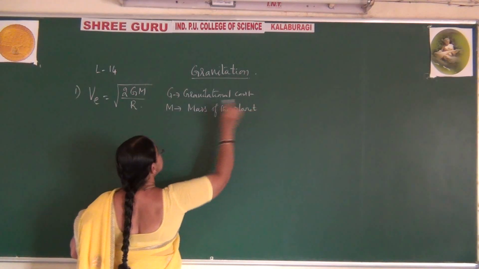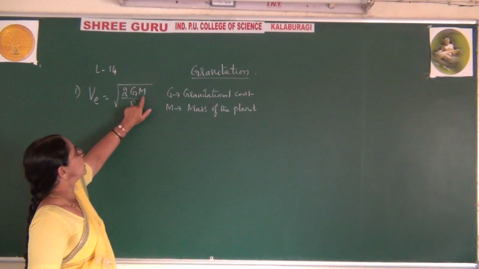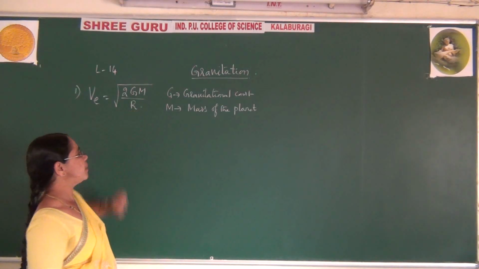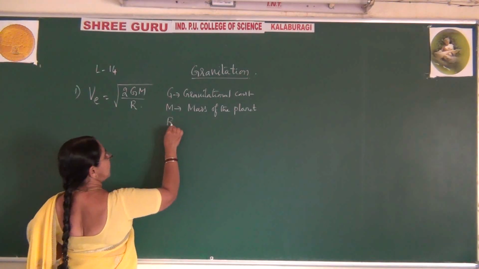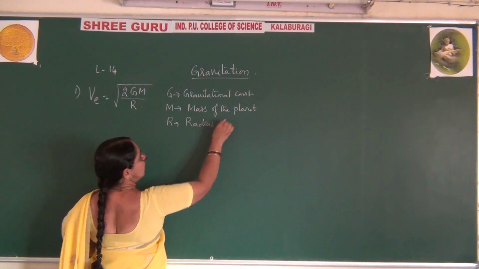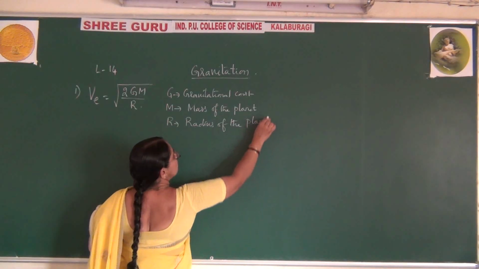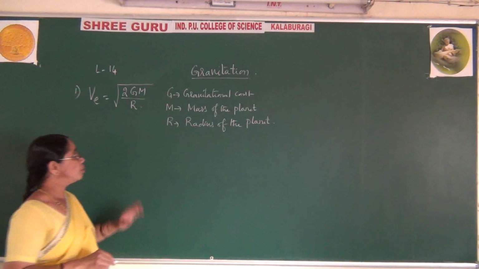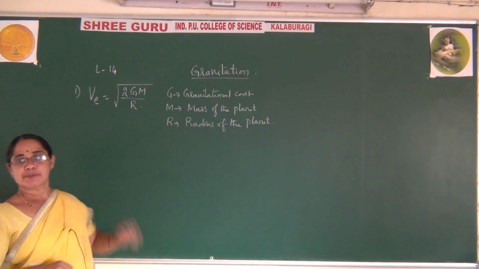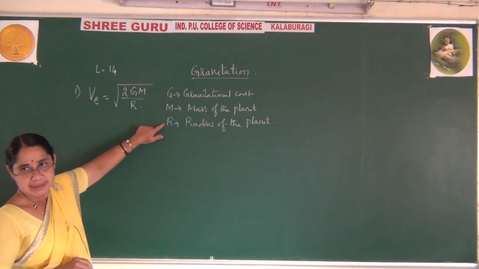If I take the Earth, I can take the mass of the Earth. Whichever planet you select, this represents the mass of the planet. What is capital R? This is the radius of the planet. Hope you understood this. So please be aware, this is the expression you have to remember.